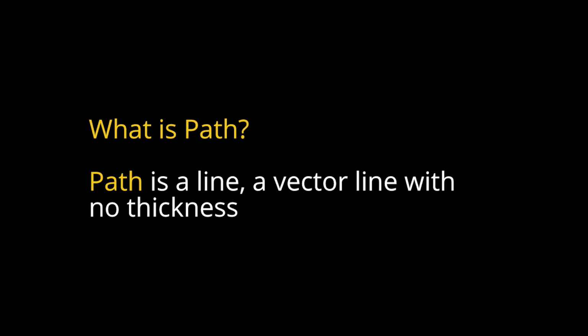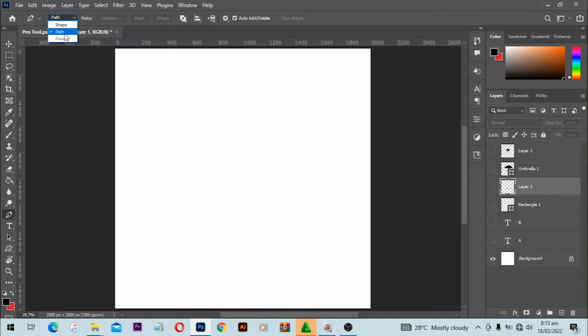What is path? It's a vector line with no thickness. Again, a path is a vector line with no thickness, okay? And if you make a path like this and you save it as an image, it won't show up. You can add thickness to it, you can convert it into a shape, a selection, or do a lot of things with it. Add a stroke, and others. But a simple path is a vector line with no thickness.